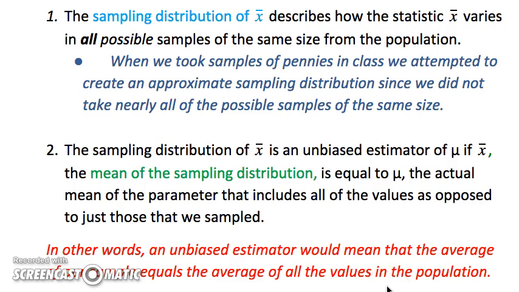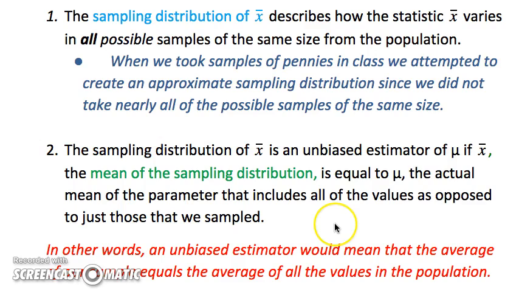So the sampling distribution of x bar says how that statistic, my sample mean x bar, varies in all possible samples of the same size. Unless we have all possible samples, it's not the sampling distribution. If I had 500 samples, then what I'm trying to do is approximate the sampling distribution. So keep that in mind.